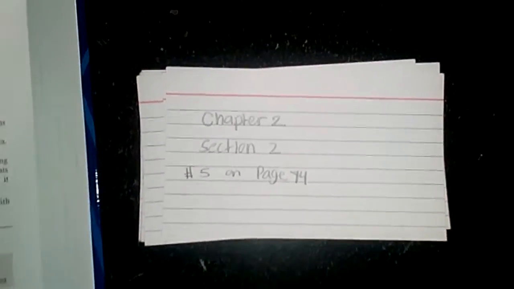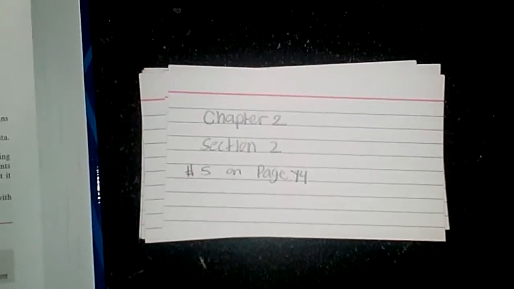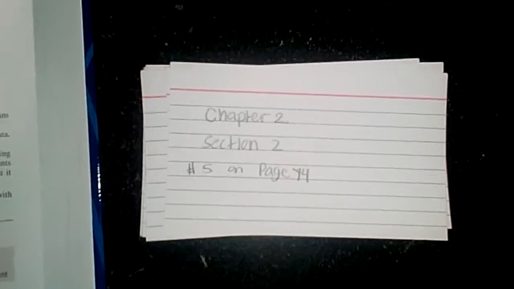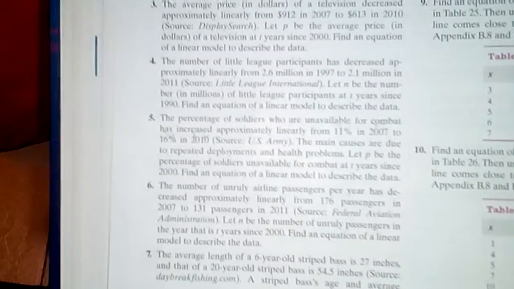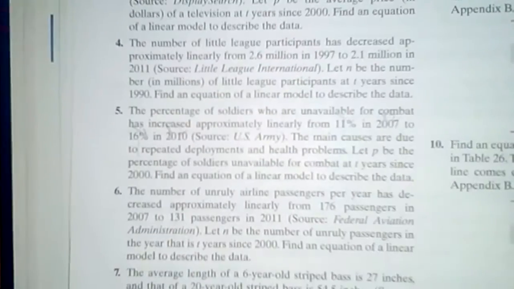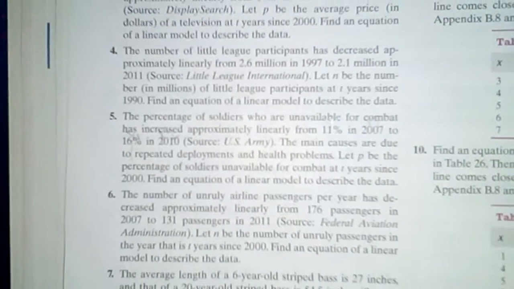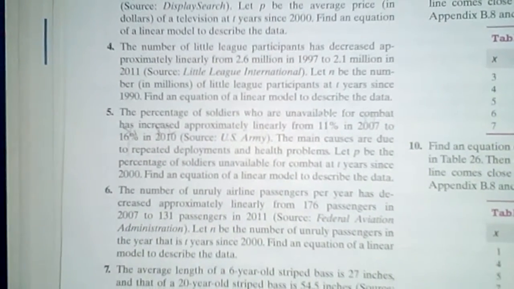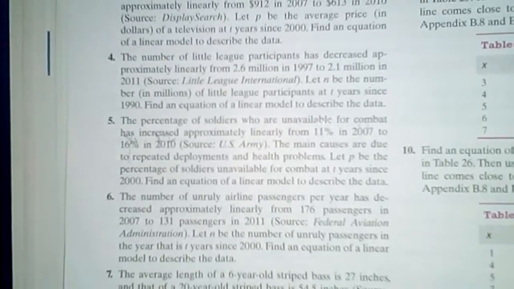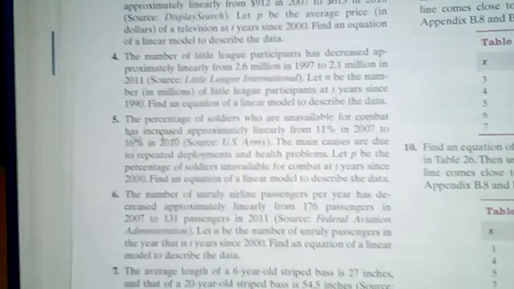Hello everyone, my name is Jose Carrillo and today I will be working on Chapter 2, Section 2, Problem number 5 on page 74. The question is asking: the percentage of soldiers who are unavailable for combat has increased approximately linearly from 11% in 2007 to 16% in 2010.